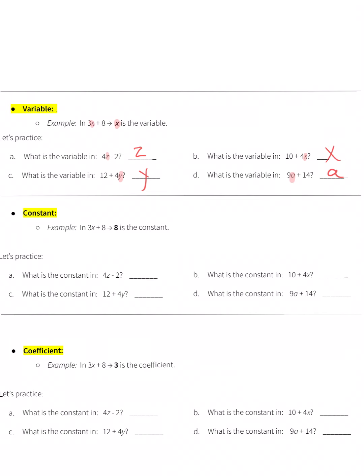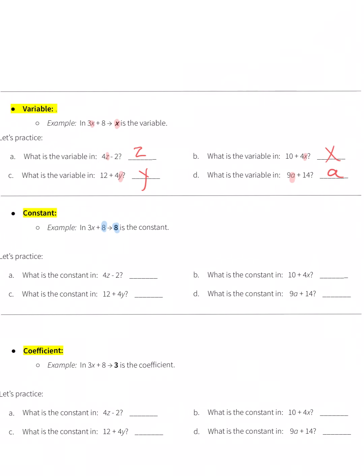Next we have constants. Remember, a constant, we have our example right here, is a plain old number. It's a fancy word for a plain number. And you can see it's a number that's by itself. It doesn't have a variable touching it. That's the big difference here. Yes, we have the number 3, but that is not the constant because it's touching that variable. A constant is a plain old number sitting there by itself. So here we have 8.